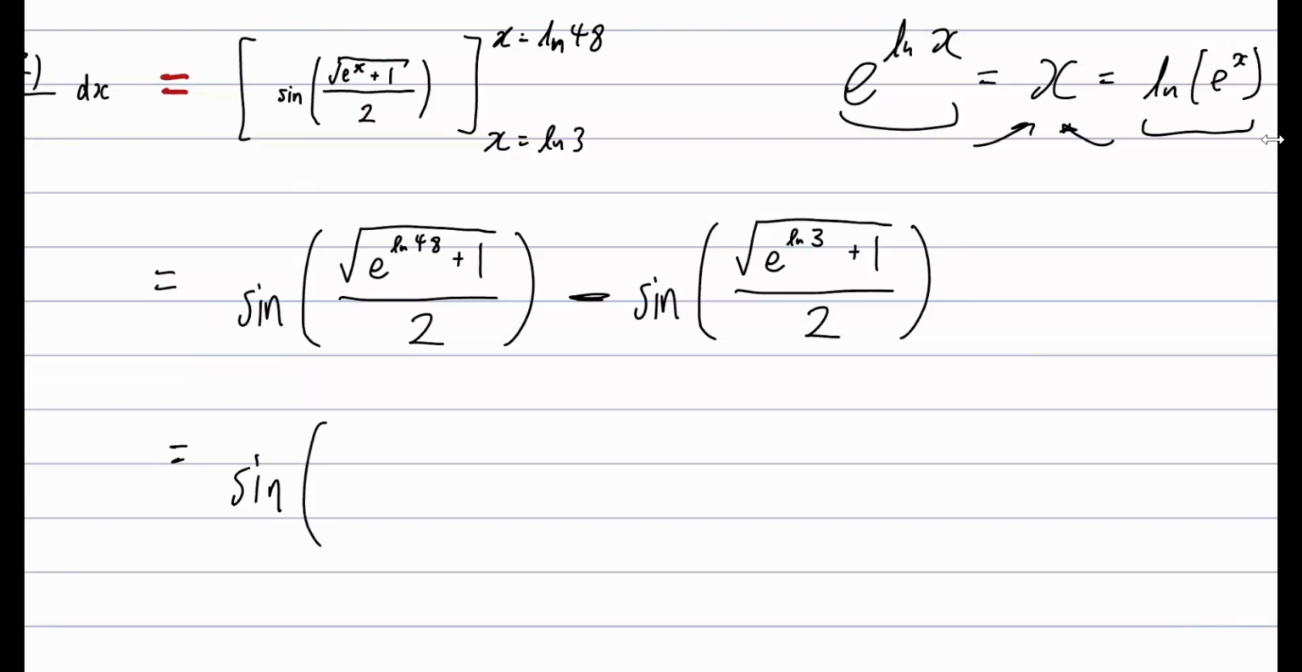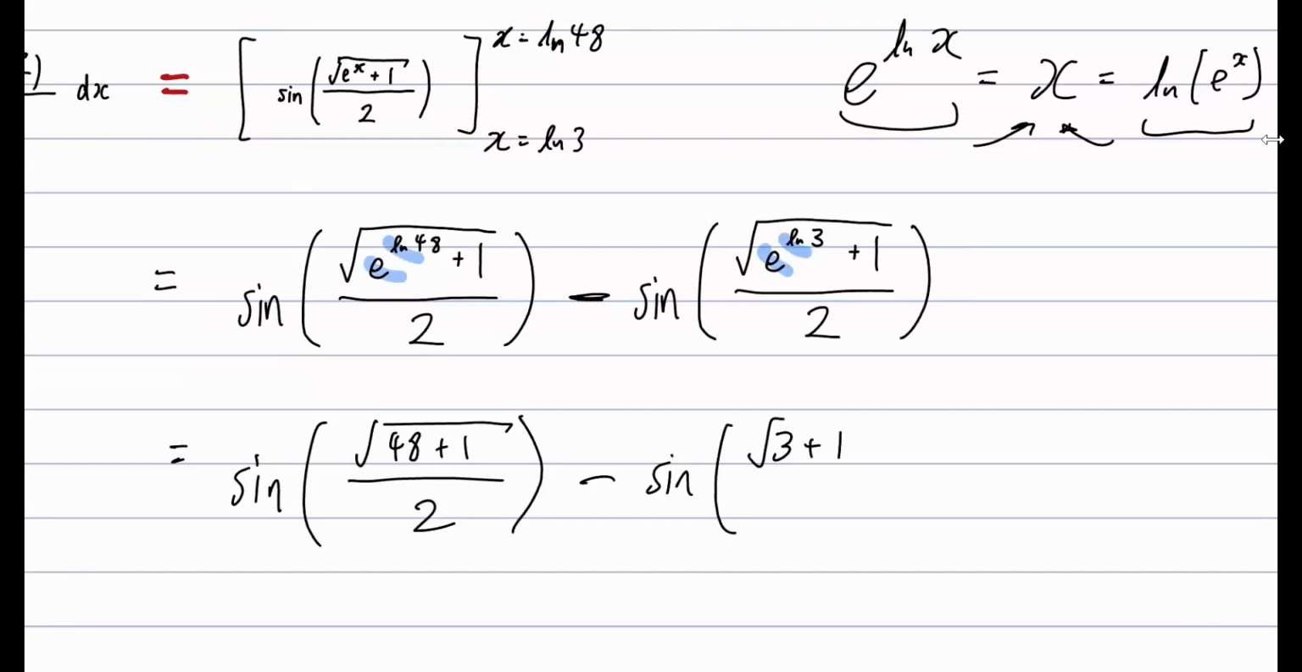You end up with sine of the square root of 48 plus 1, divided by 2, minus sine of, e and ln cancel away. You're left with just the square root of 3 plus 1, over 2.